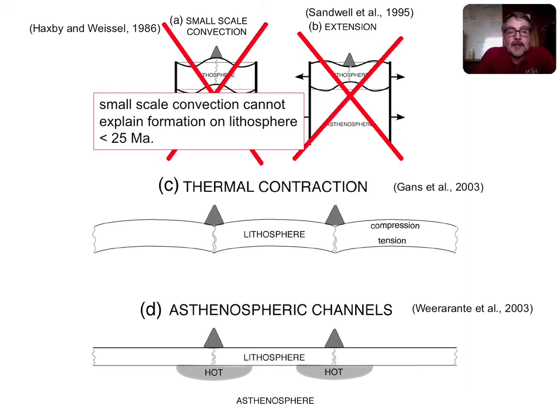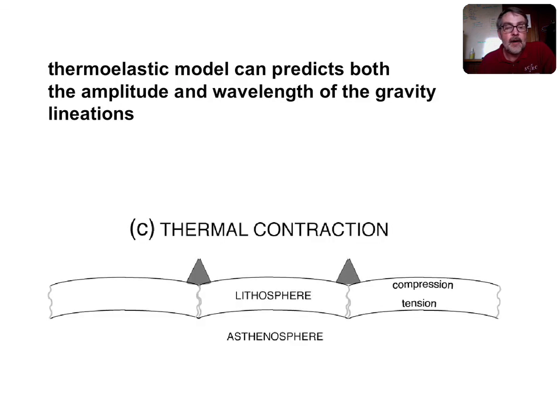Again, the nice thing about this model is that you can go from first principles and explain both the amplitude and wavelength of the gravity lineations. And this works out quite well. You get the right size gravity anomalies and you get the right spacing of the cracks if you go through an energy minimization calculation. Next slide. Okay, so I think I just said that you can predict both the amplitude and the wavelengths.